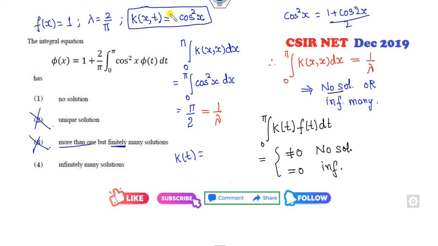So this integration will be 0 to pi of 1. What is f(t)? f(t) is also 1. So clearly the integration is pi, which is non-zero. That means it has no solution, and infinitely many solutions are cancelled out.